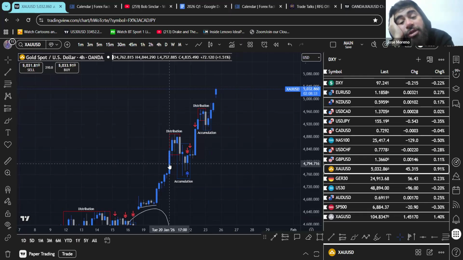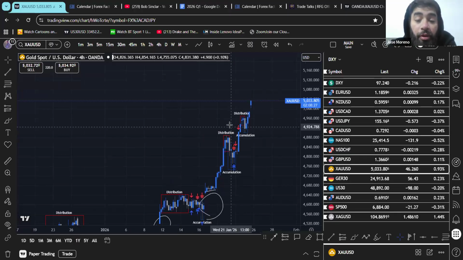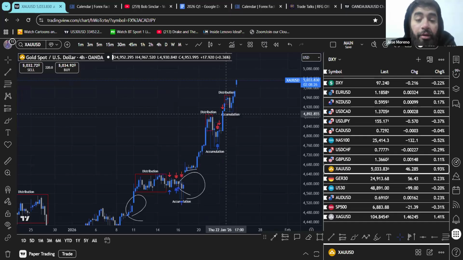Because again, this expansion can go, or we can just start the distribution now. But right now, all I'll say is it looks bullish, but there are gaps to the downside that are scary. So be careful. That's all I'm going to say.